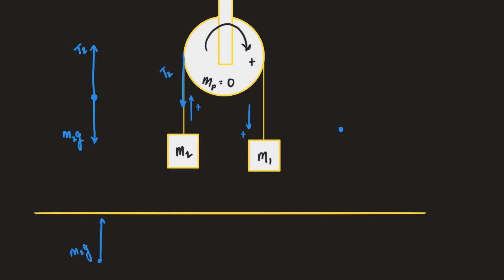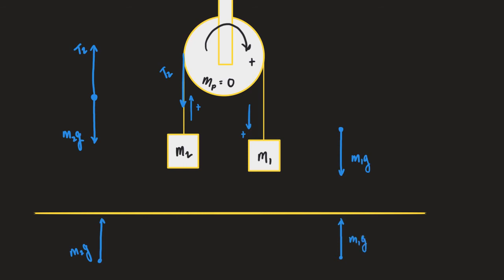Anybody got one? What's that? Gravity. So we have gravity acting downwards, equivalent to M1G. And that means there's going to be an equal and opposite reactive force acting on the ground or the Earth from box 1.